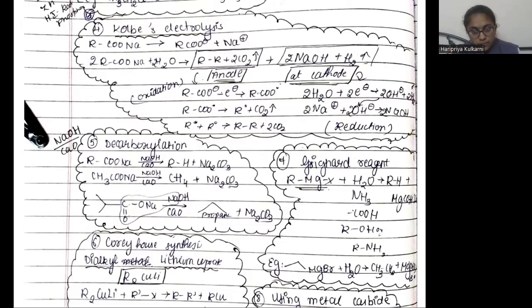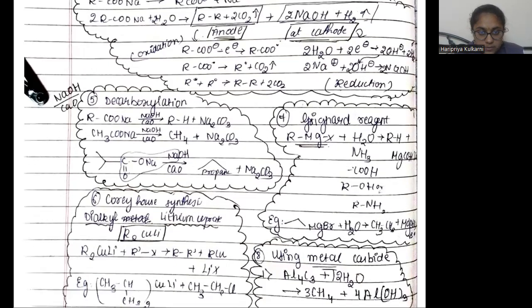Coming to the cathode, what will we get? The cathode has reduction. What is reduction? Addition of electrons, accepting of electrons. So 2H2O plus 2 electrons, that is accepting 2 electrons, will give us 2 moles of OH minus plus H2 in gaseous form, that is emission. Next, we are left over with sodium plus cation plus OH minus, so it will give us 2 moles of NaOH. So here we got all our products.